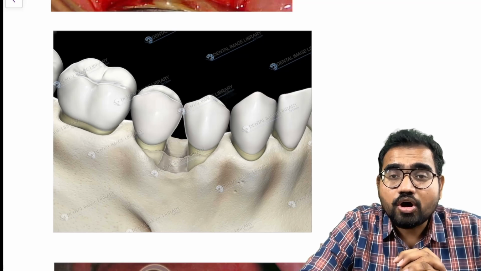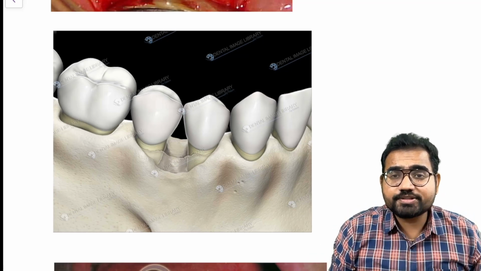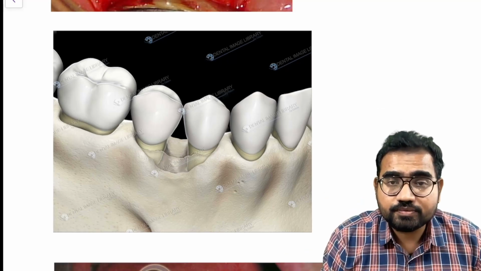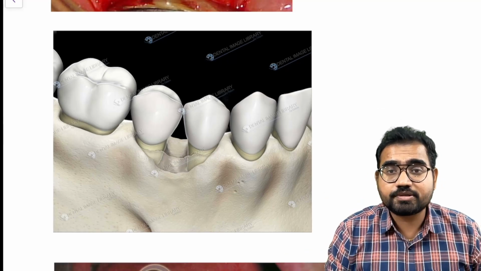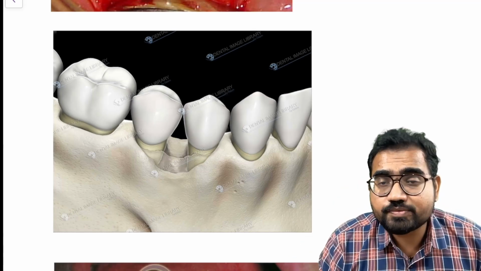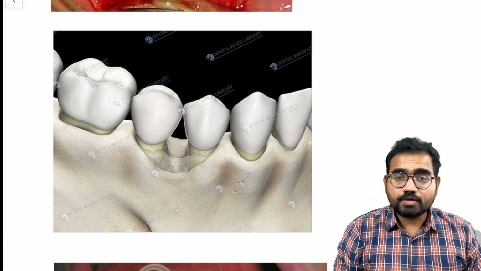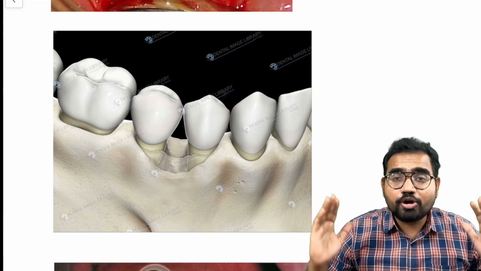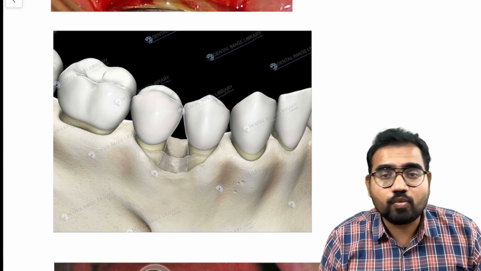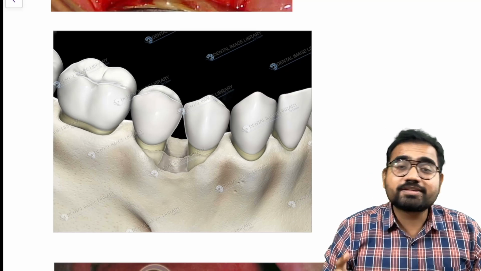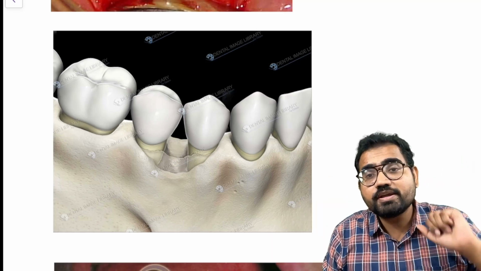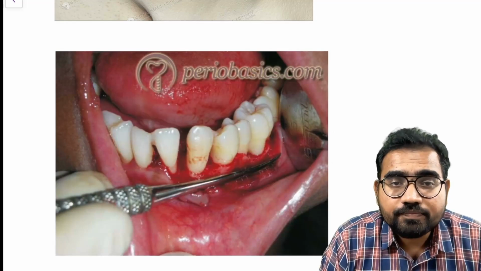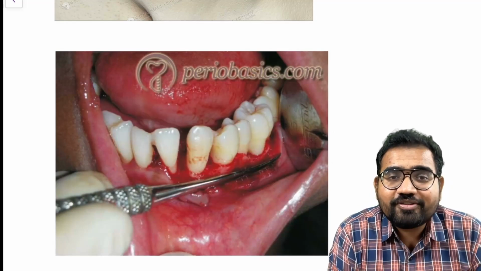This is called as osseous craters. Osseous craters are very important because they make up one third of the total defects, which is around 30 to 35 percent, and two-thirds of the mandibular defects, which counts to about 62 percent. Osseous craters are nothing but depressions in the interdental bone which is bordered by the buccal and the lingual walls. Fine.